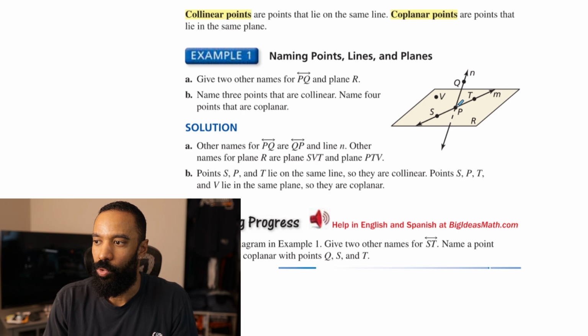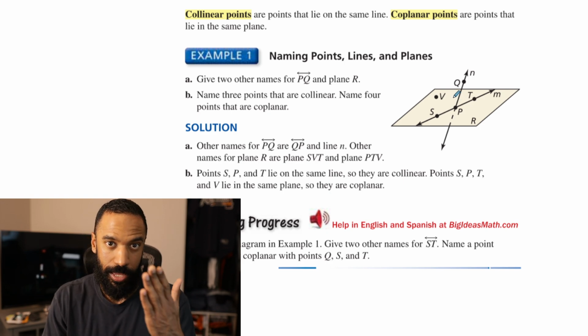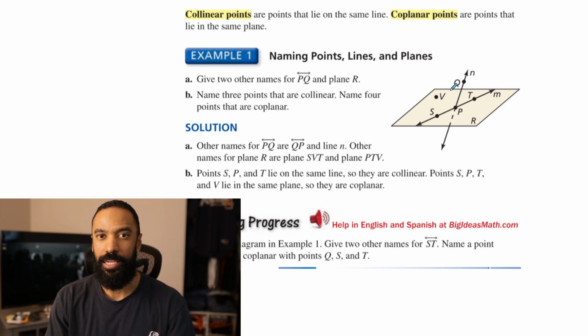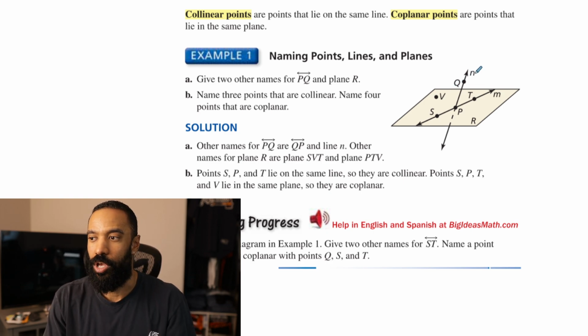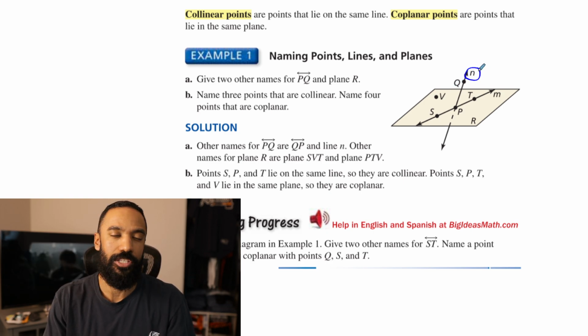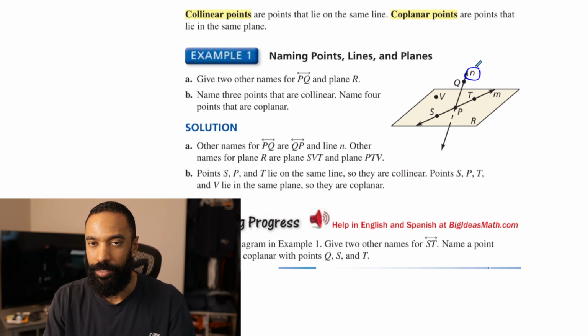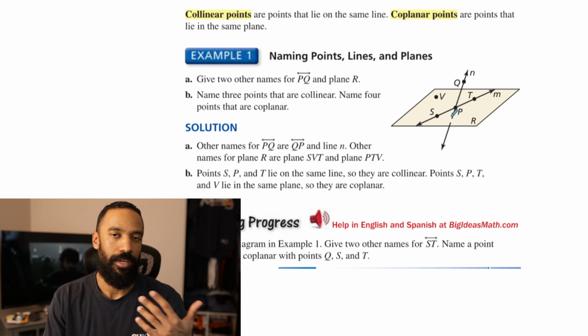Line PQ is the one line that is drawn through the points P and Q right here. So the other 2 names I can give it, I can swap PQ and call it line QP. And there's also this N right here that's labeled with it, so we can also call it line N. We wouldn't call it line NQ or NP or anything like that. N is actually the name of it.